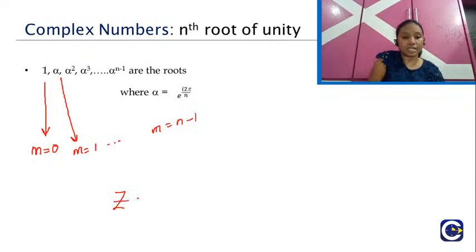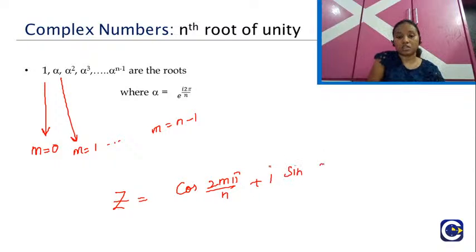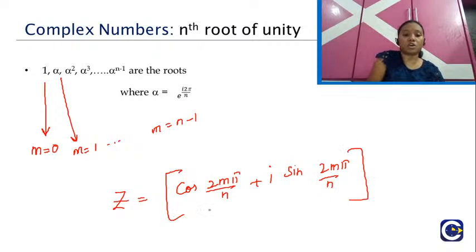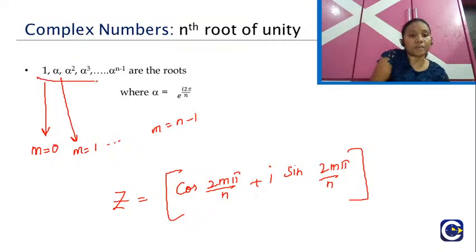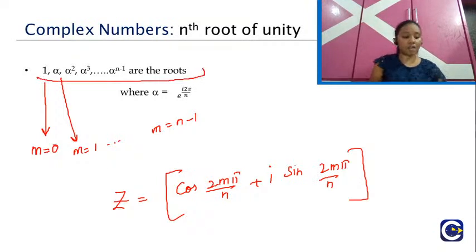And what is my z here? It is cos 2m pi by n plus i sin 2m pi by n. In place of this equation, you can substitute the m values and accordingly we end up having our nth roots of unity here. So the major thing here is, these are my nth roots of unity: 1, alpha, alpha square, alpha cube until alpha power n minus 1, where my alpha is equal to e power i 2 pi by n. So this is all about our nth roots of unity.